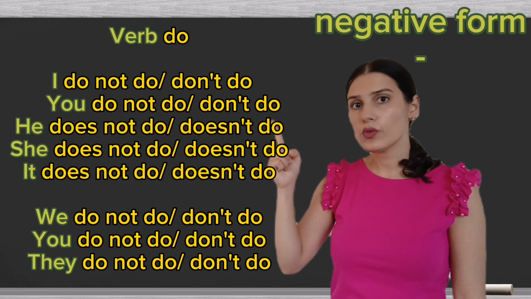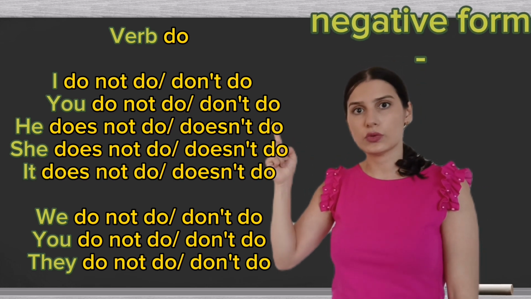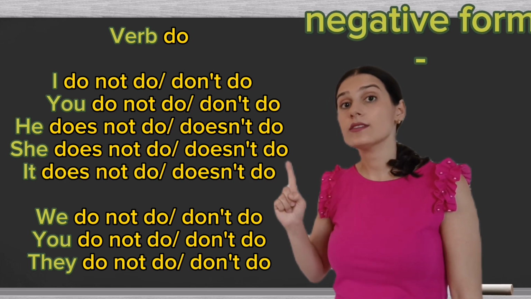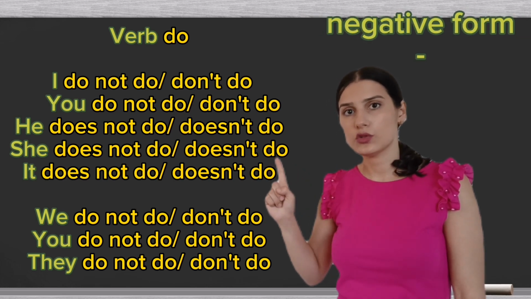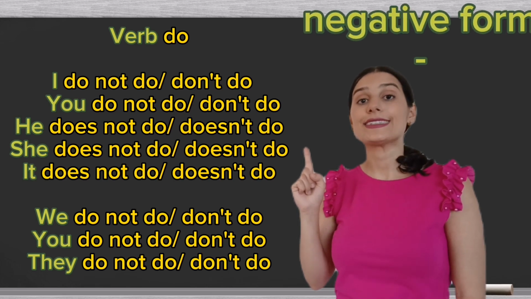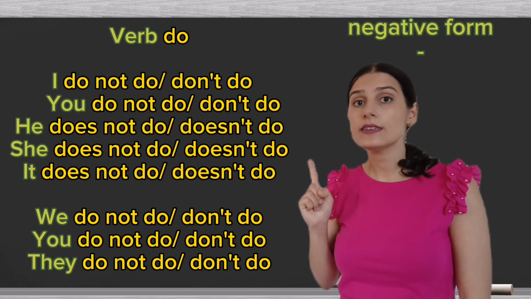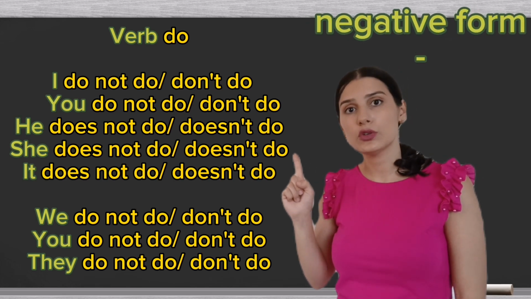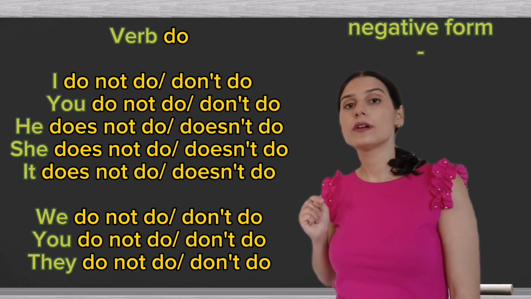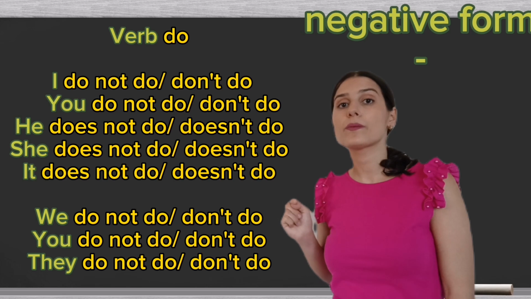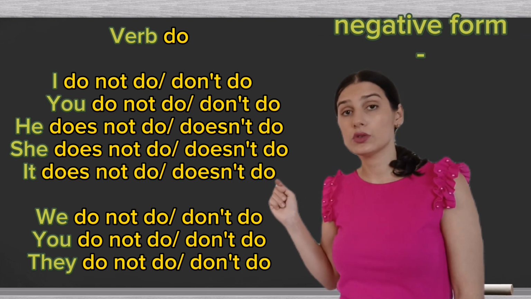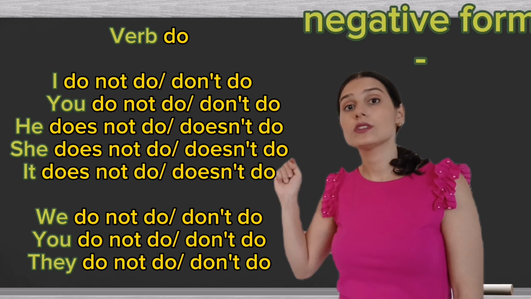I do not do, or I don't do, you don't do. He does not do, or doesn't do. As you can see here, when we have doesn't, we use the infinitive form of the verb do without to. So he doesn't do, she doesn't do, it doesn't do, we don't do, you don't do, and they don't do.